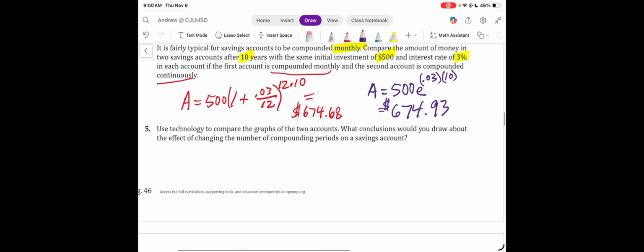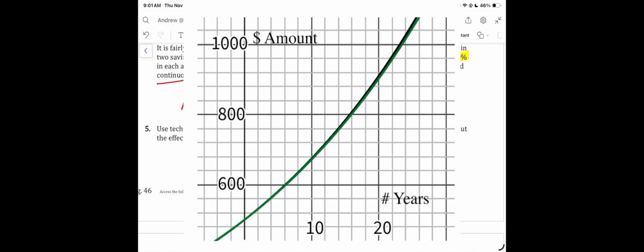It says, use technology to compare the graphs of the 2 accounts. What conclusions would you draw about the effect of changing the number of compounding periods on a savings account? So we put the 2 graphs up, and what you're going to find is that you really can't tell the difference between the graphs. The separation becomes wider as the years go on, but basically at the beginning you can't really tell much of a difference.